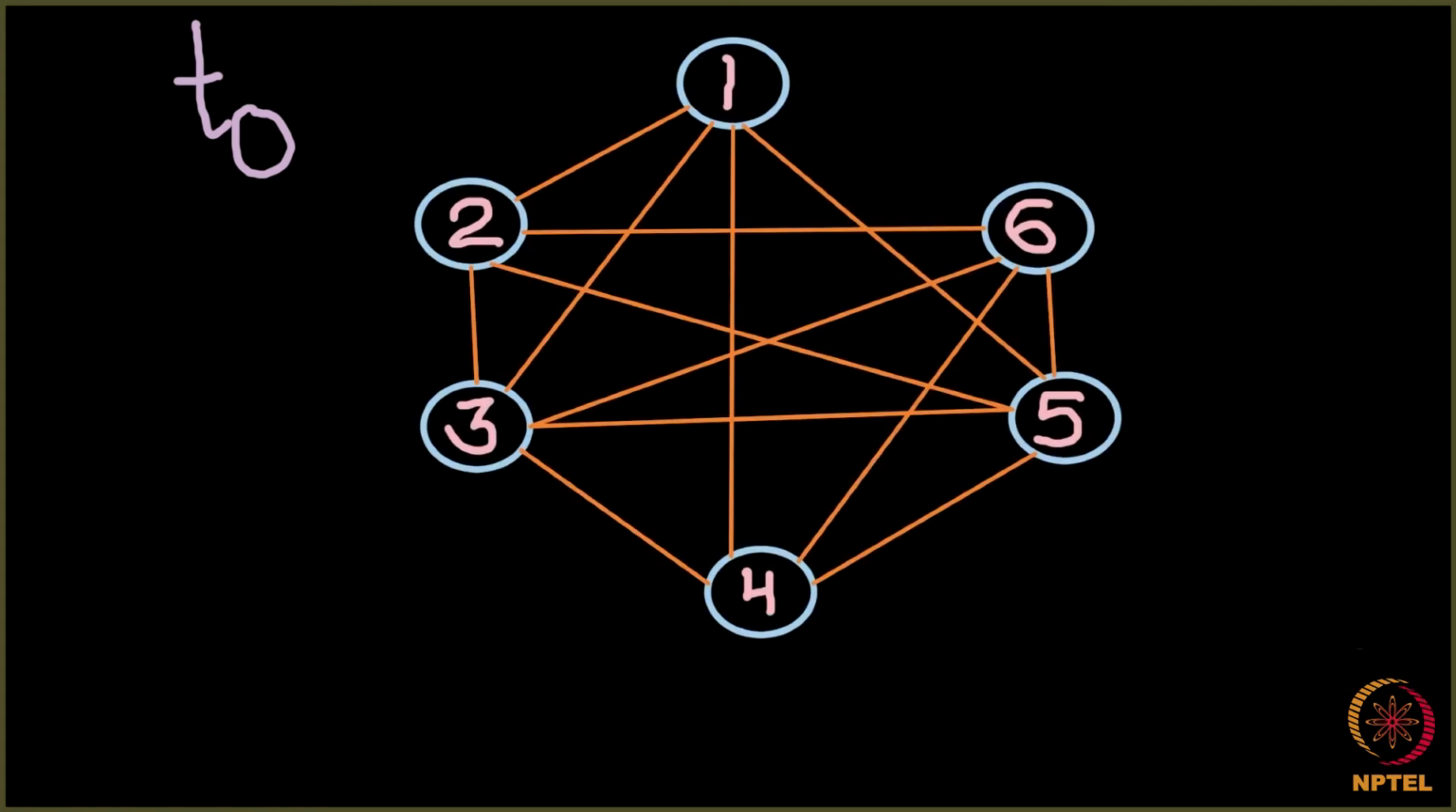T0. So let's talk about day 0. T is for time. So we are talking about day 0. At day 0, let's say the network looks something like this. So you see there are 6 nodes in this network, 6 people in this network, and the blue color is for susceptible. So currently each of these people is susceptible. None of them has acquired the disease, let's say measles. So none of these people are suffering from measles.